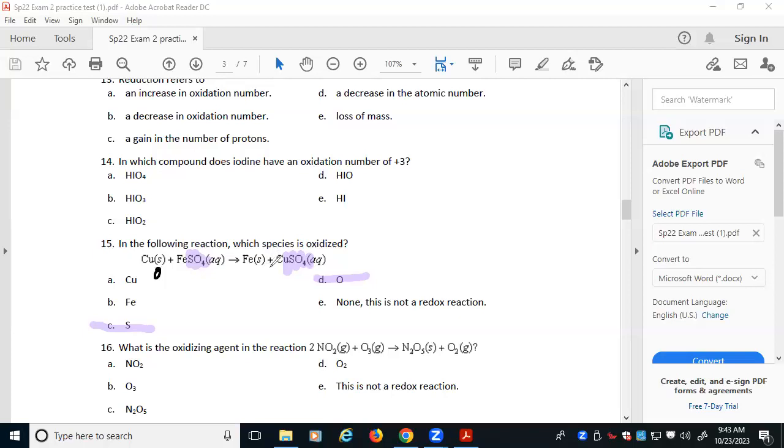Copper initially is 0. Now it goes to +2. Iron was +2. Now it goes to 0. Well, which way is oxidation? Oxidation is the loss of electrons. If I lose electrons, I'm going to get more positive. Copper is the one that got more positive. So copper would be the correct answer there.